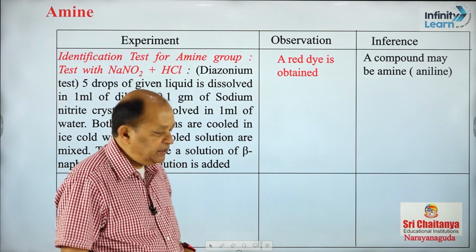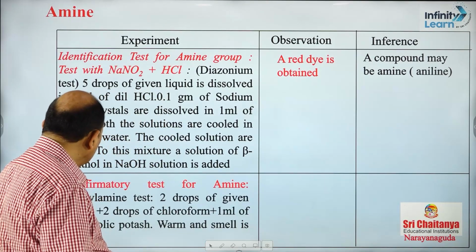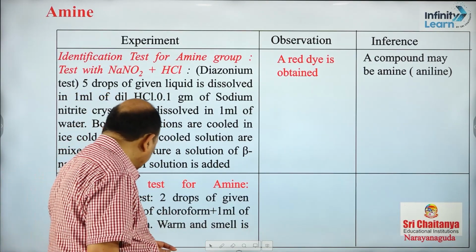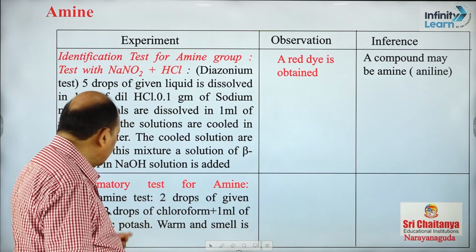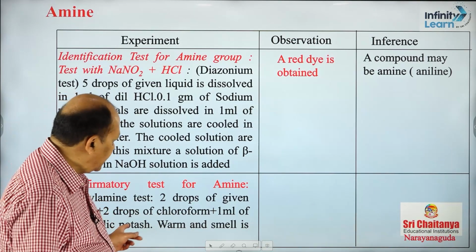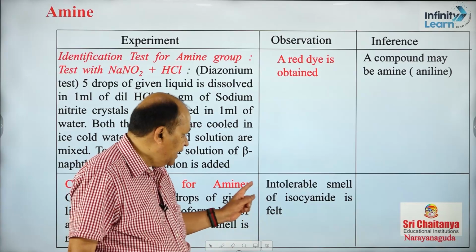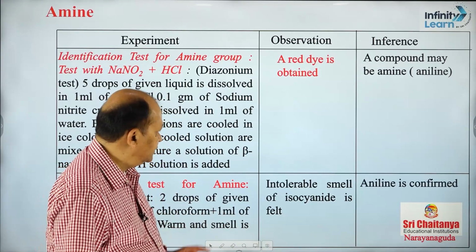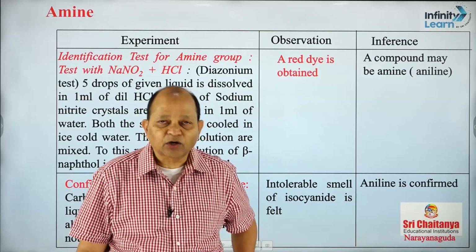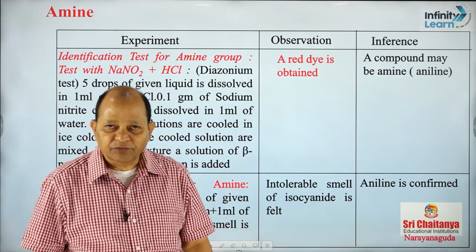The next test is the carbylamine test. Here the amine is taken, and to that we add 2 to 3 drops of chloroform plus alcoholic KOH, and on heating we get isocyanide with a very bad smell. This will confirm aniline, that is, an aromatic primary amine.